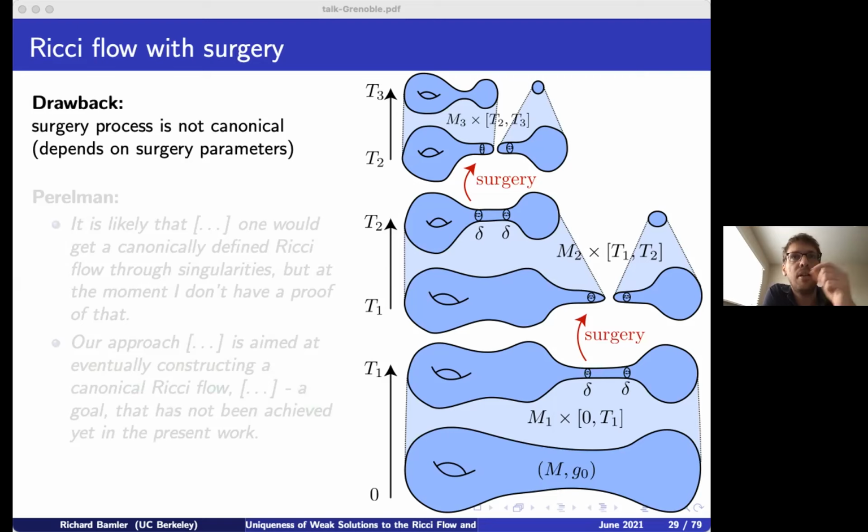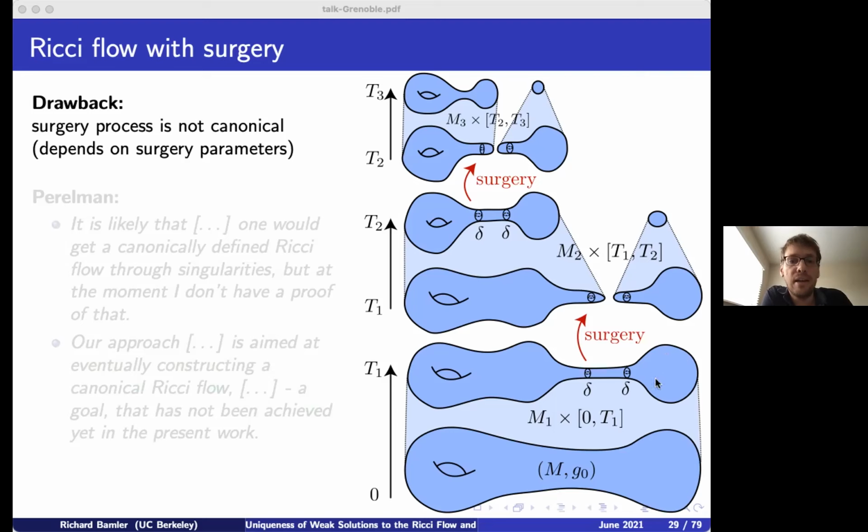For example, in order to perform a surgery, we have to choose some small surgery scale delta. And delta just has to be small and positive, and there's no canonical number that's both small and positive. Also, the location of these surgeries has to be chosen by hand, and there's no canonical way of specifying where exactly we have to perform the surgery.